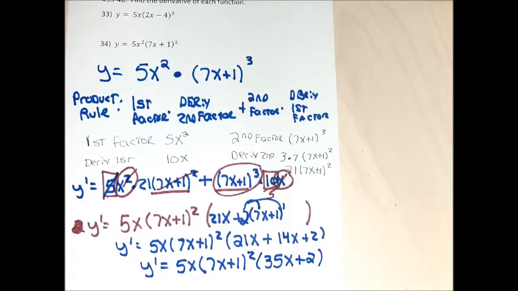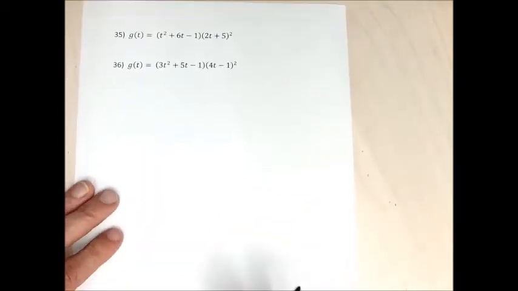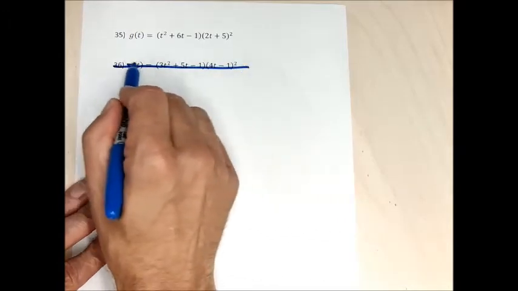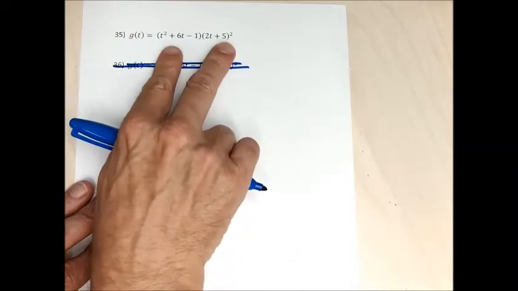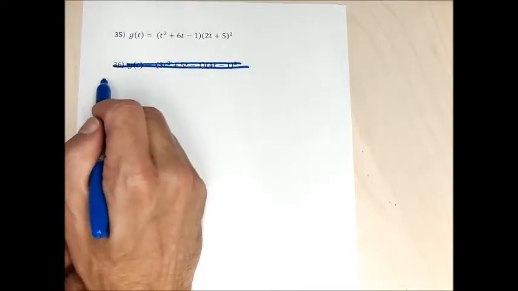So your problem 33 is going to be equally as ugly. And we'll move on to the next page, and I'll do 35 with you. So if you want to pause the video and give 35 a shot. 35 has multiplication. Both factors have a letter, not necessarily an x. So I have to use the product rule.